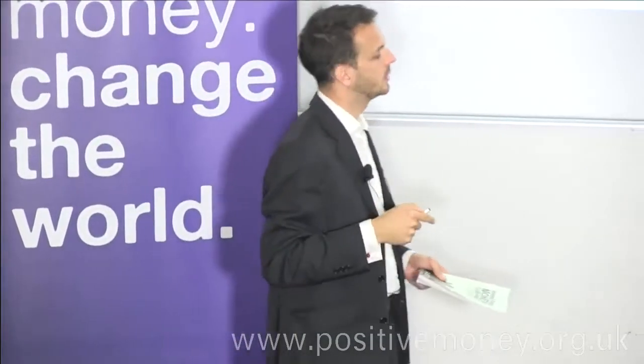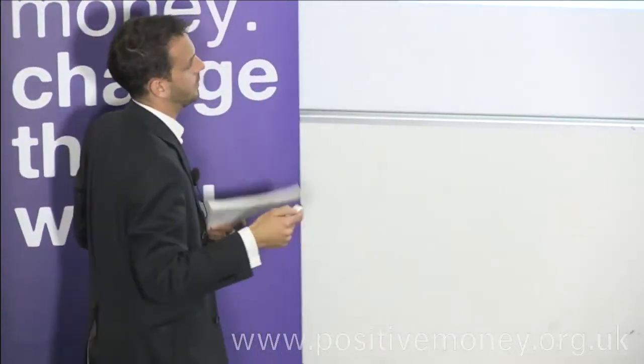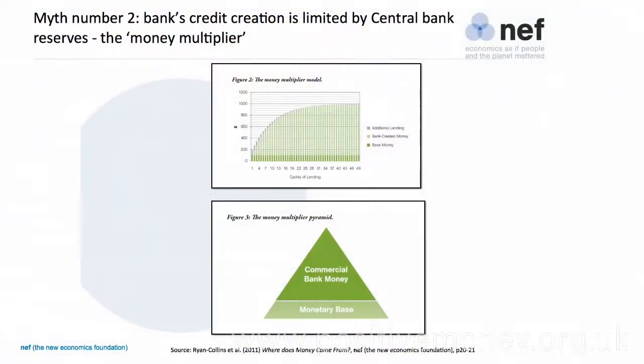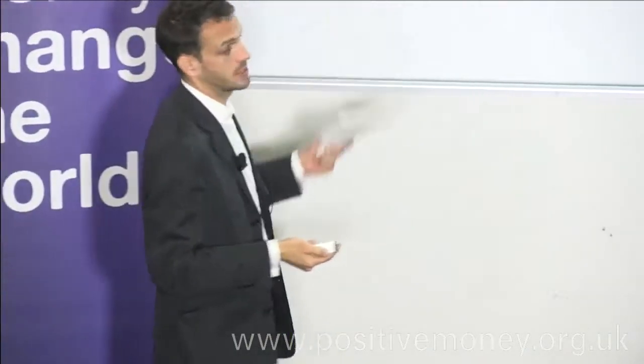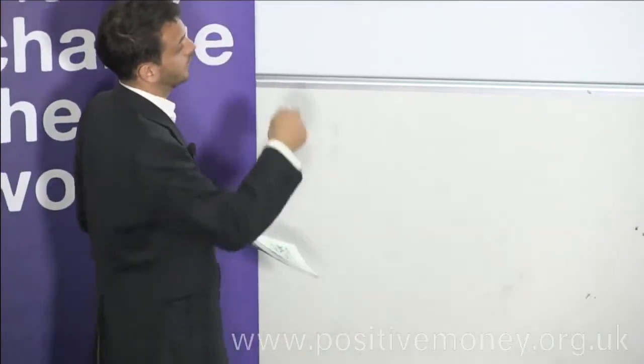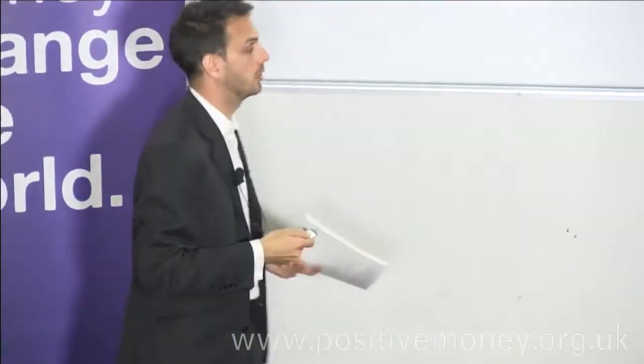Familiar with this myth, the myth of the money multiplier. This is the idea that banks are limited by the central bank according to the amount of reserves that they hold, and if there's a reserve ratio, in this case a 10% reserve ratio, that there's a mathematically finite amount of lending that can go on in the economy.